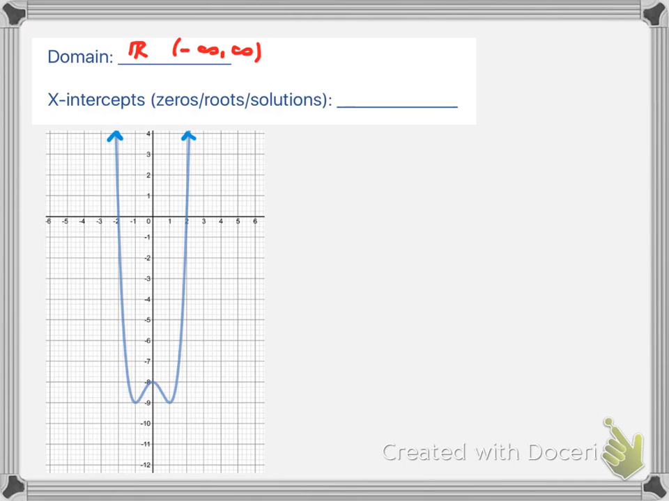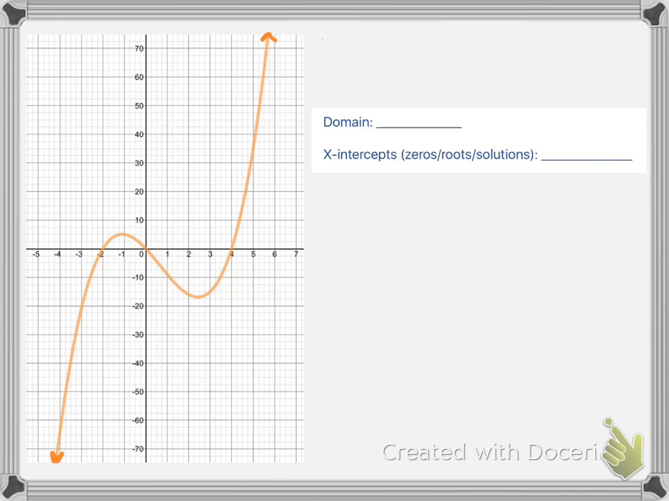Alright, your x-intercepts on this one pretty easy. It touches the x-axis at -2 and +2. So our x-intercepts, (-2, 0) and (2, 0). Alright, so a few more examples.